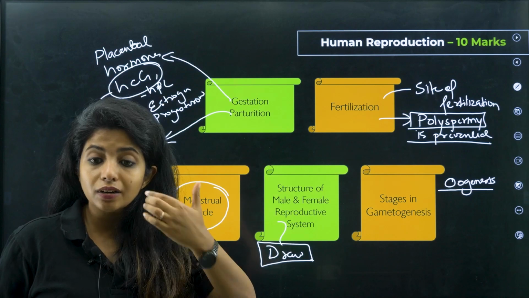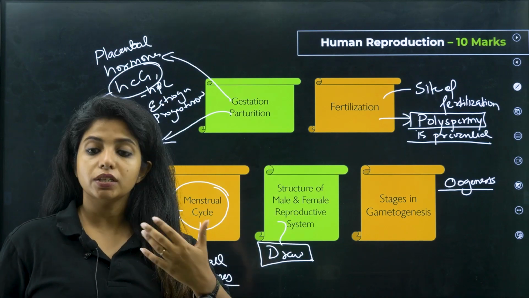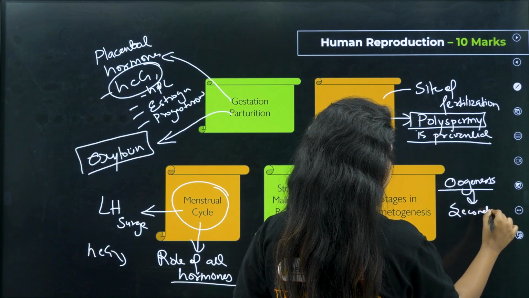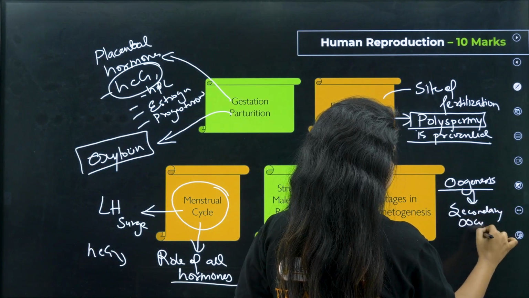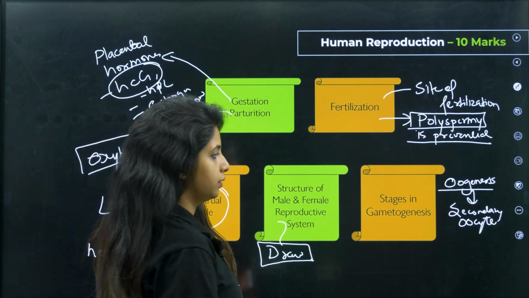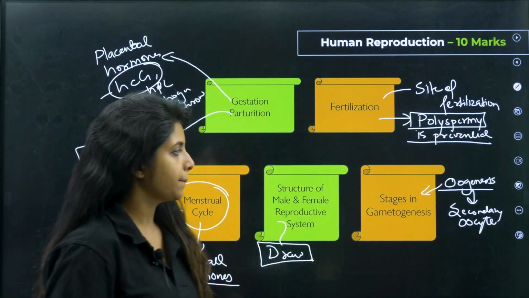So in which stage is it released? It is released in the form of secondary oocyte. Then only during fertilization will it be formed into ovum. So that is very much important. Got it? So that is the important thing.